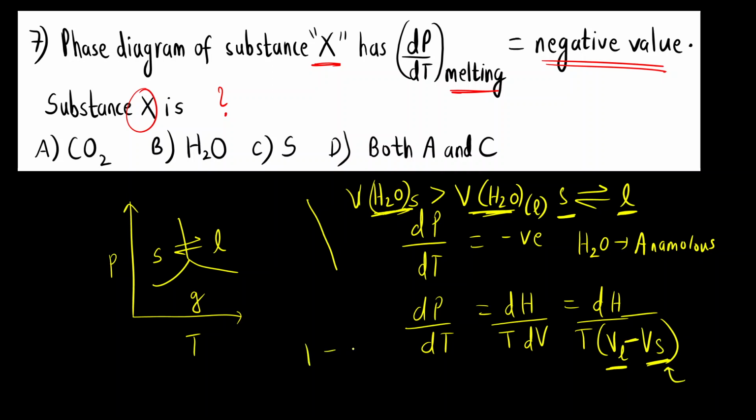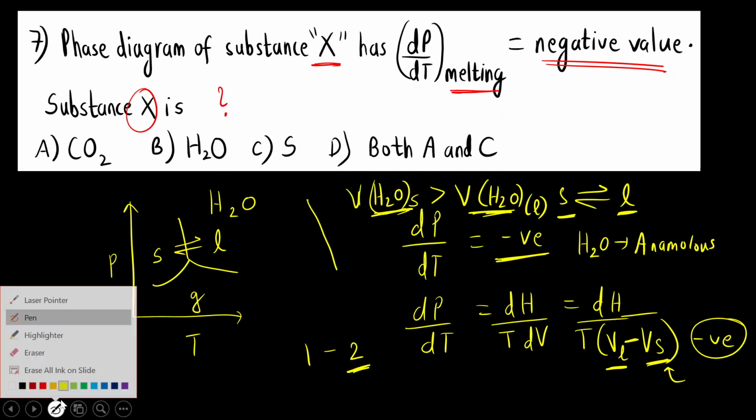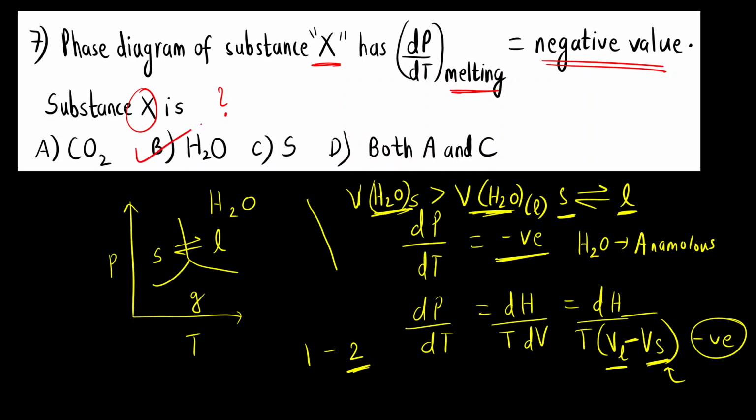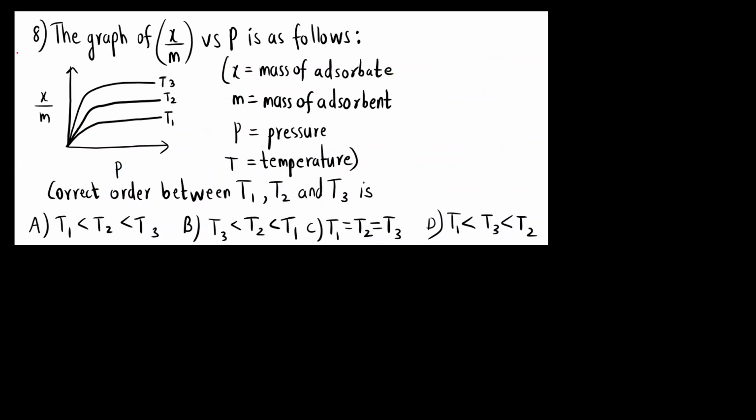So let's say I do 1 minus 2. Let's say volume of ice is 2 centimeter cube. So smaller value minus larger value will be negative. That is why it is written that the slope is negative. So this is seen in which case? In the phase diagram of water. So the correct answer here is going to be option B. That is, water has the dP by dT slope of the melting curve negative.